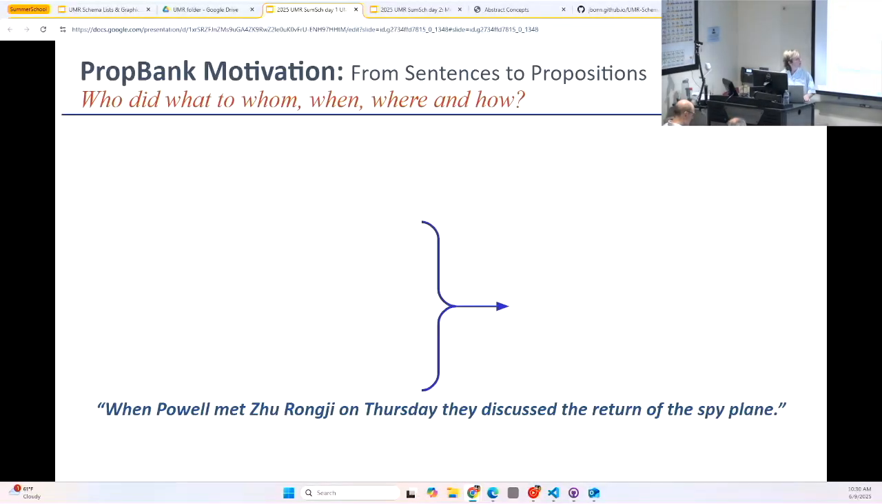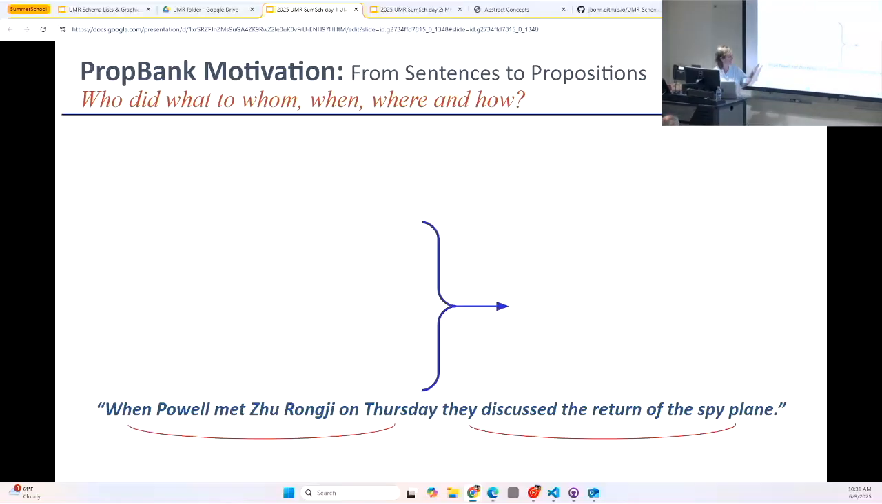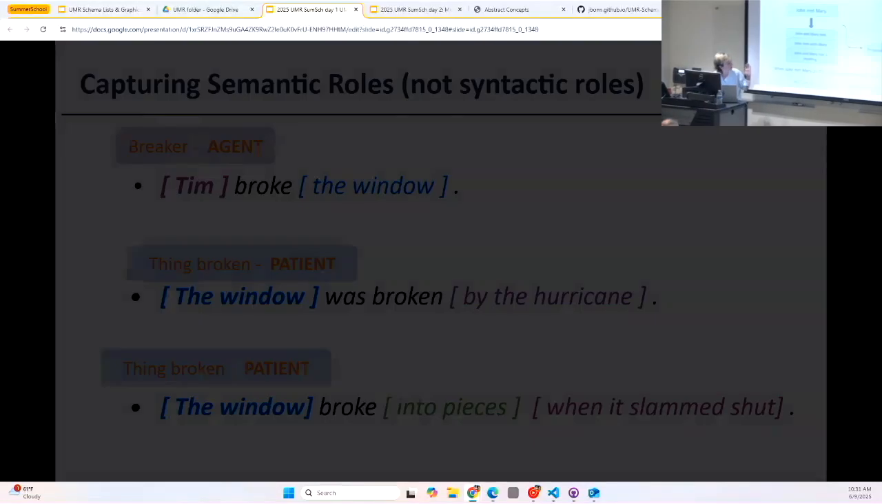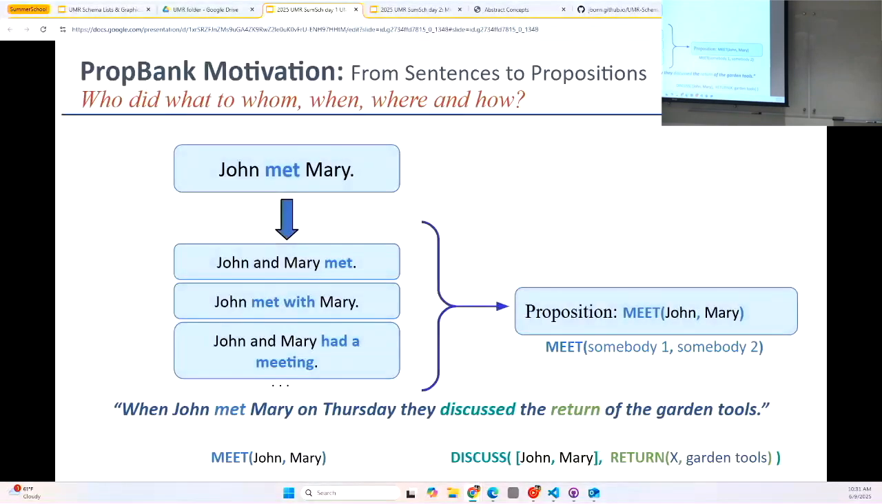That is interesting. Okay, I know what I did. Okay, I think this slide is not working. No, there it is. Oh no. Okay, I'm going to tell you what's going to happen. So I changed this sentence because I didn't like it anymore. I changed it to "when John met Mary on Thursday, they discussed the return of the garden tools," but I didn't do all the layers in the slide, so it's going to switch. So we'll just start with this. Actually, I'm just going to fill all this in. Nope. There we go.